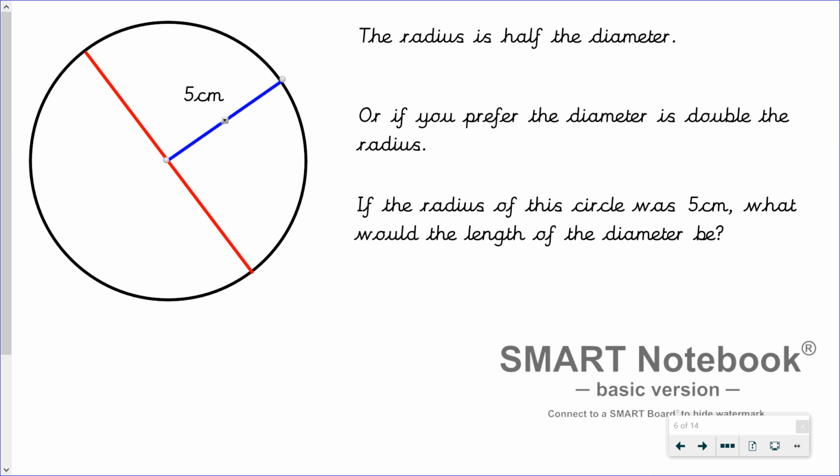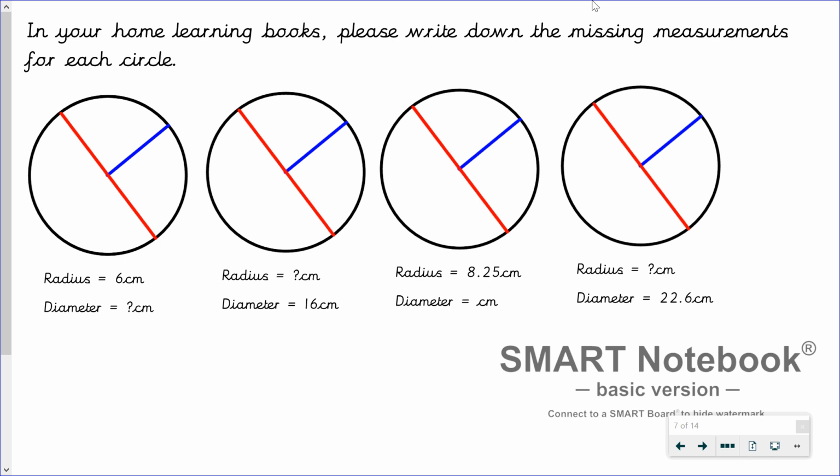So simple as that. So what I'd like you to do, using that, in your home learning books, please write down the missing measurements for each circle. Here I've given you the radius, and you need to work out the diameter. Here I've given you the diameter, you need to work out the radius. Again, giving you the radius, but this time decimalized, so be careful. And here I've given you the diameter, again decimalized, so be careful, work out the radius. So pause it, have a go at noting down the missing measurements. I'm going to put a question mark there. Pause it and have a go.